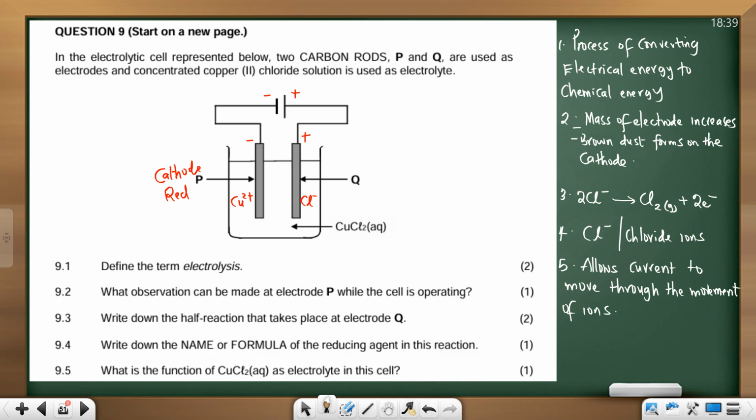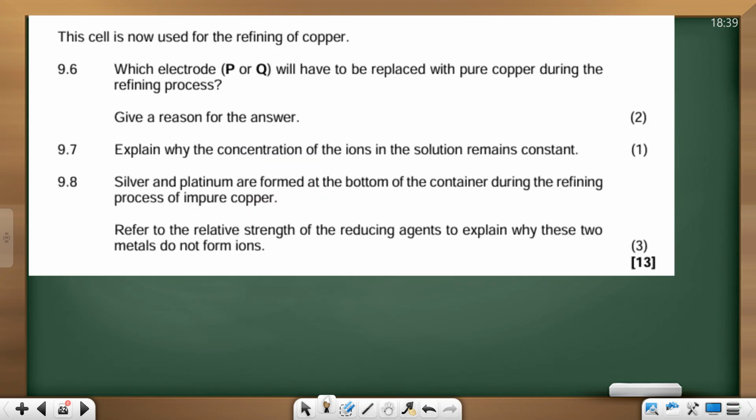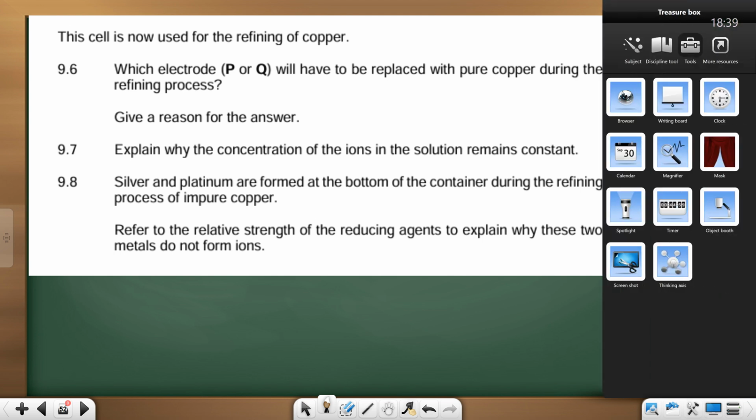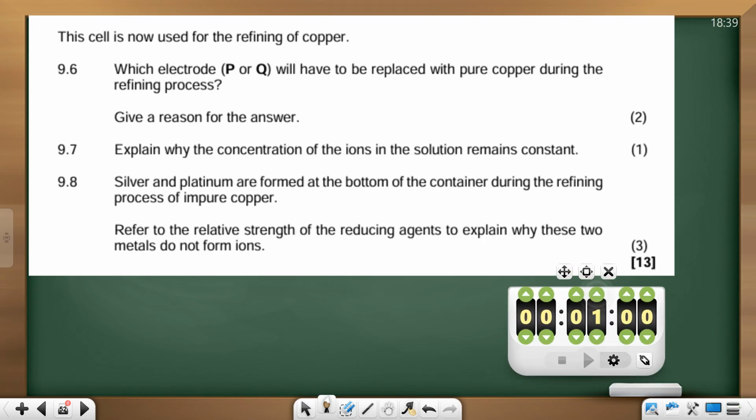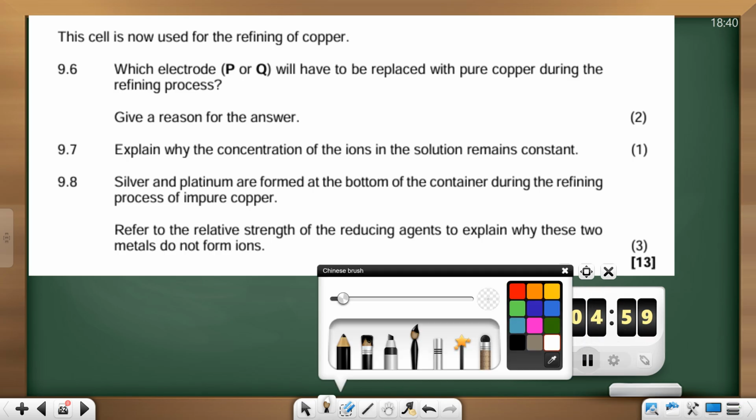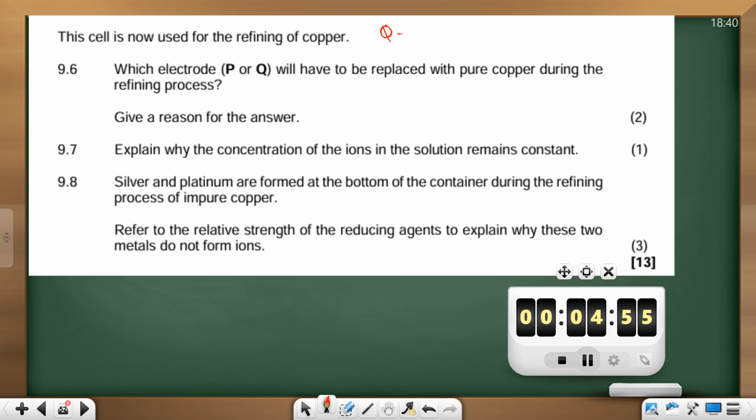Okay. We answer how many? 6 marks. Which one is my anode again? Q. You sure? Yeah. Okay, so Q is there. Let's just have it here. And P is the what? Cathode. Okay, quickly answer these questions.